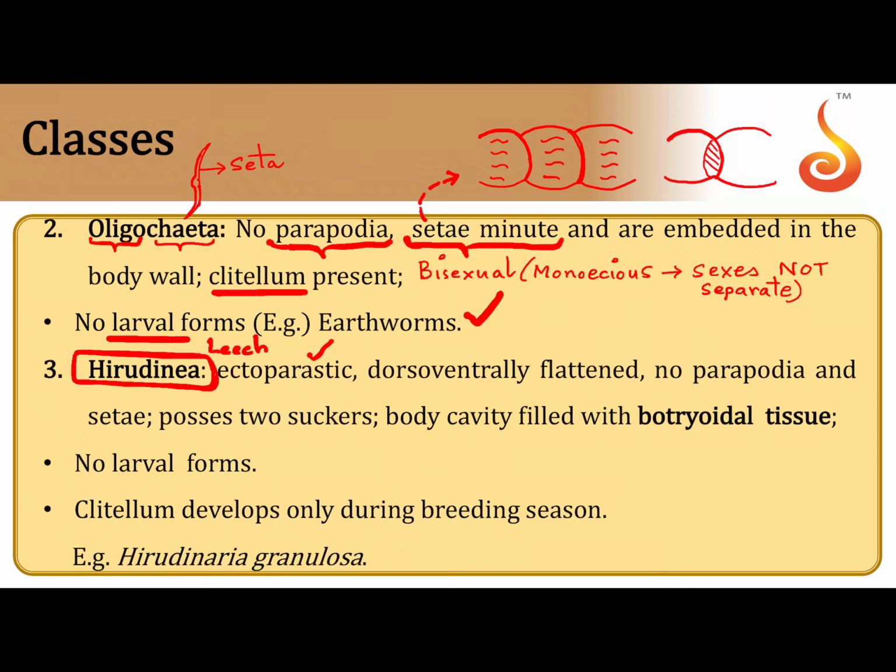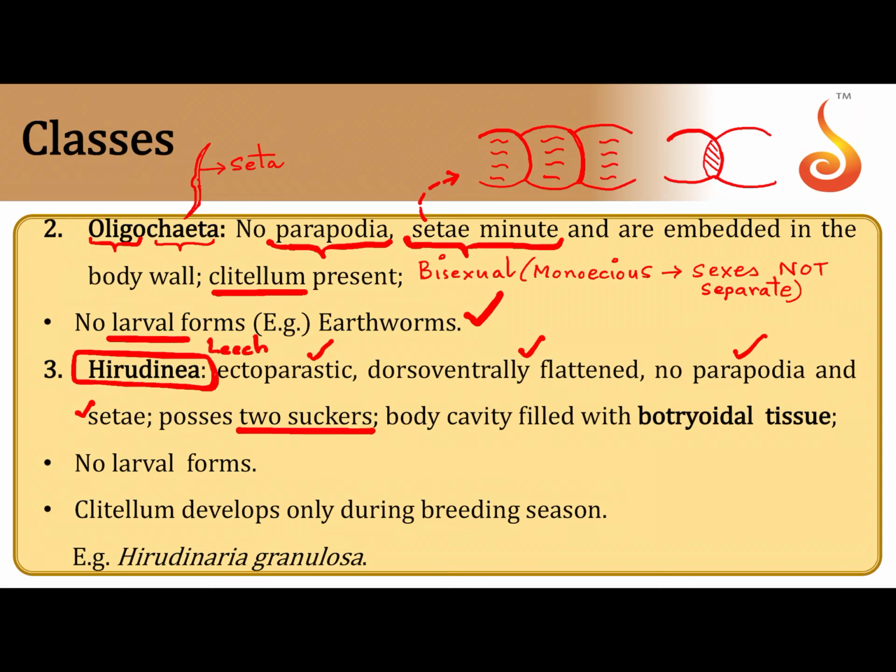They're ectoparasitic. They have a dorso-ventrally flattened body. They do not have parapodia, nor do they have setae or S-shaped chitinous structures, but they possess suckers. Now some of the suckers help in locomotion, and some of them help to hold on to the host body so that they don't fall off. They can consume the blood after creating a wound on the skin of the host.